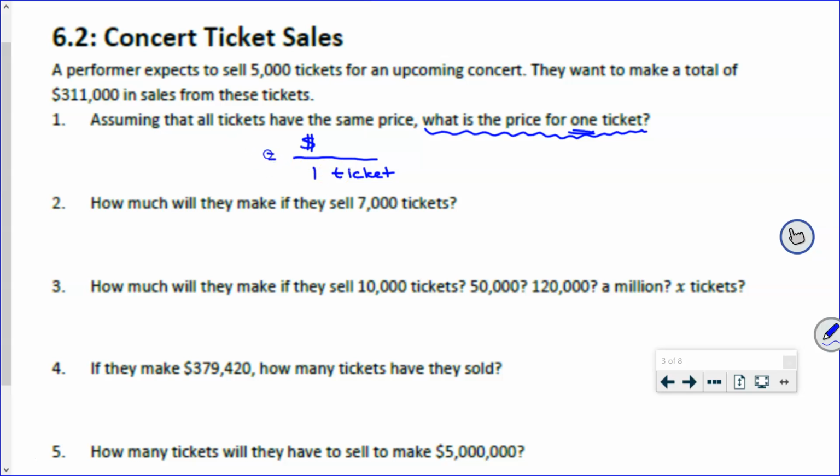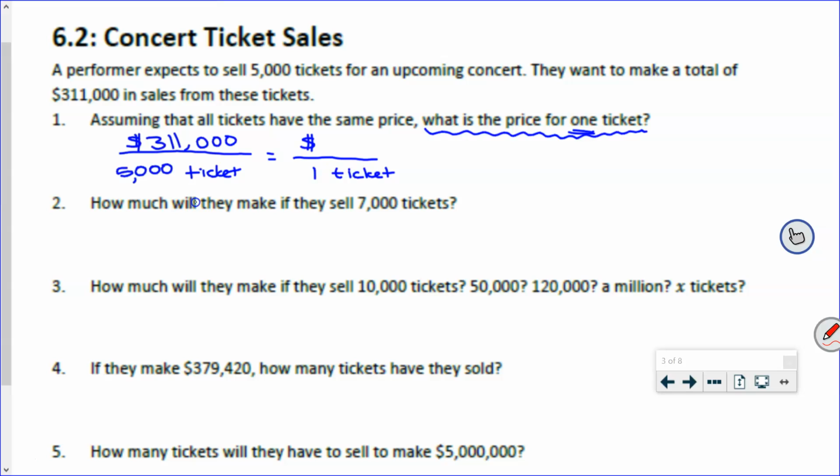And now that I've set it that way in the end, now I can go back to the beginning and say, okay, in the beginning, that means that I need to have the dollars on the top, and I need to have the tickets on the bottom. So that would be our $311,000 on the top and 5,000 tickets on the bottom.